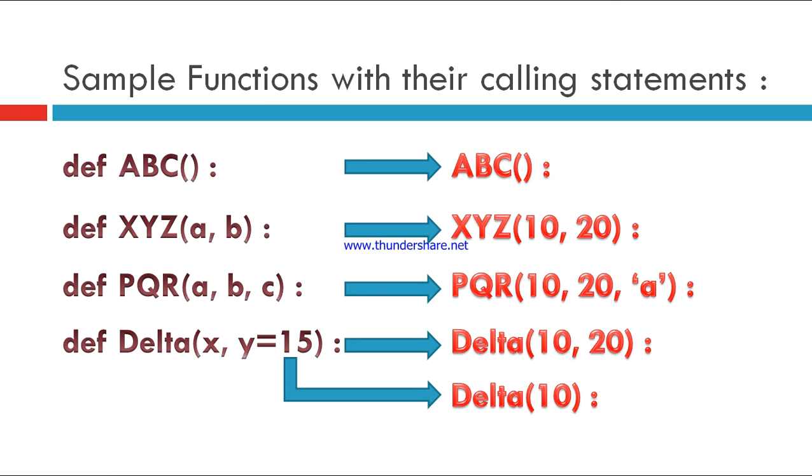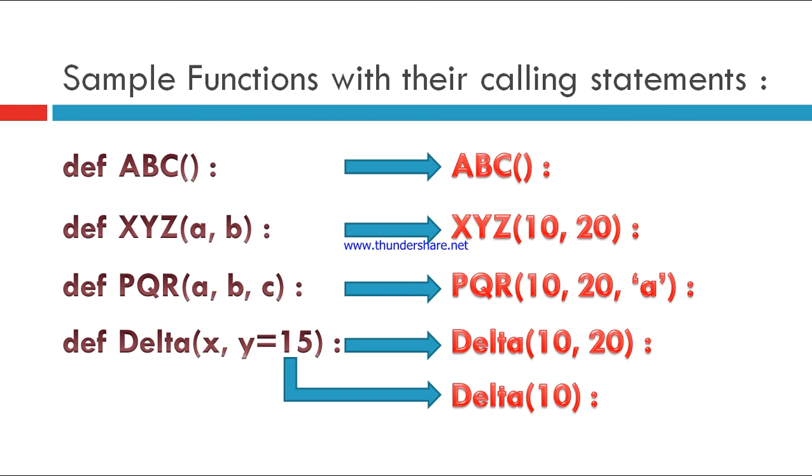Now if we talk about sample functions with their calling statement, just see, if a function ABC is created as def ABC empty bracket, how can you call this function? ABC empty bracket. Just remove this def and put the same function name. The second function, def xyz a comma b. Now here in this xyz function, two input arguments are there, a and b.